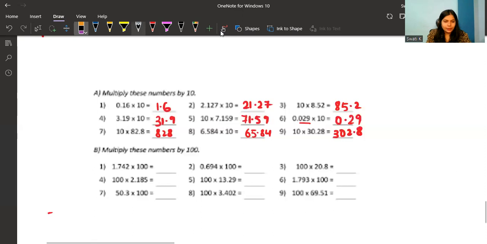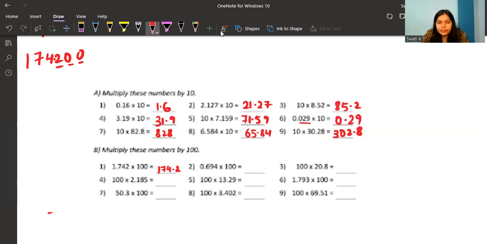So 1.742 into 100, forget about the point. So it is 1742 into 100, which is, of course, just put the zeros, 2 zeros. Now count the digits after the decimal, which is 3. So 1, 2, 3, put a decimal. So it is 174.2. That's the answer. Next, 0.0694 into 100, which is going to be 69400. 3 digits after decimal. So 1, 2, 3. So our answer is 69.4.